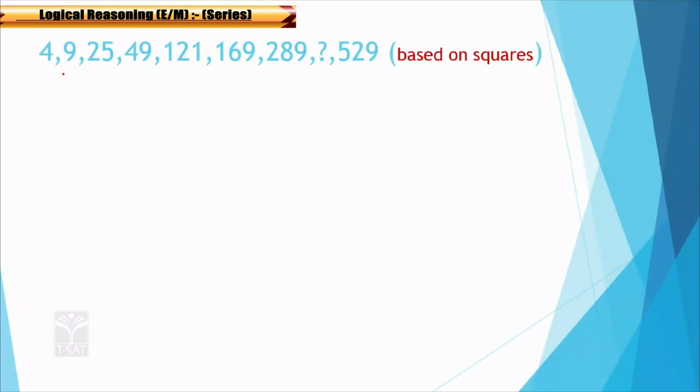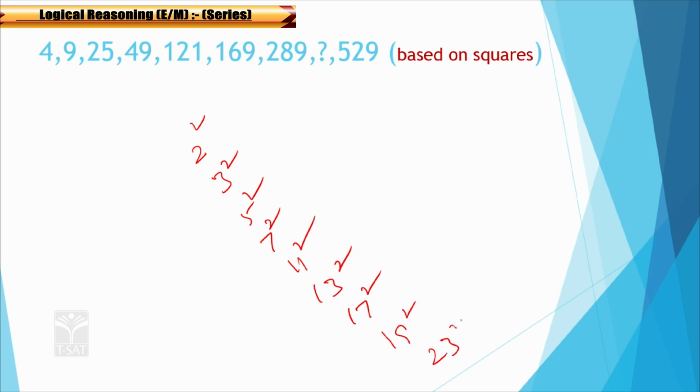The first one is 2 square, correct? Next is 3 square. Next one is 5 square. Next one is 7 square. Next one is 11 square. Next one is 13 square. Next one is 17 square. So, what is the next one? 19 square. Next one is 23 square. All are prime numbers, squares of primes. 2 square is 4, 3 square is 9, 5 square is 25, 7 square is 49, 11 square is 121, 13 square is 169, 17 square is 289. So, the required number is 19 square, which is 361. So, 361 is the answer, and the next one, 23 square, is 529. Clear? So, questions come based on squares.